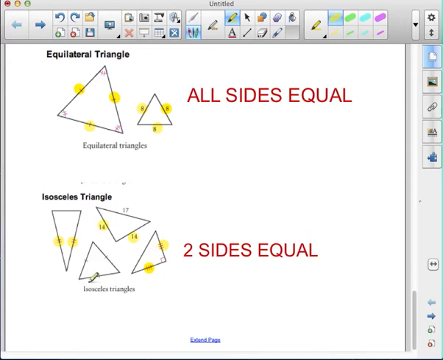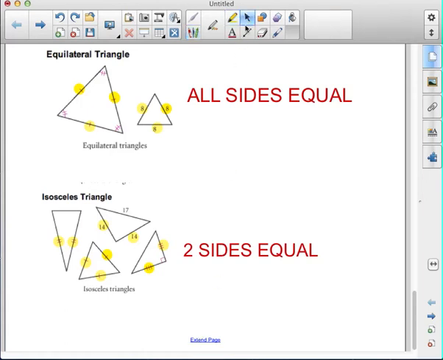And wait a minute, but Mr. C, isn't that an equilateral triangle because all three sides are equal? Well, yes, it is. But an equilateral triangle is also an isosceles triangle because at least two of its sides are the same. And that's a trick question that you need to watch out for. So if all the sides are equal, it is equilateral. And the only triangle that can be both equilateral and isosceles is an equilateral triangle.